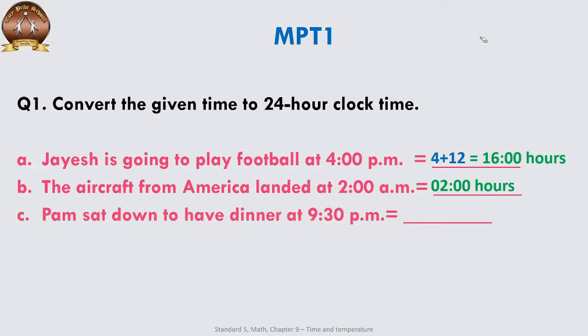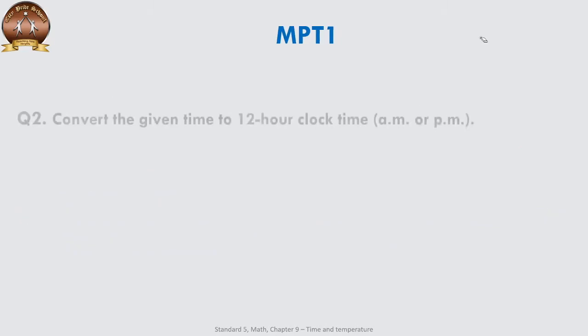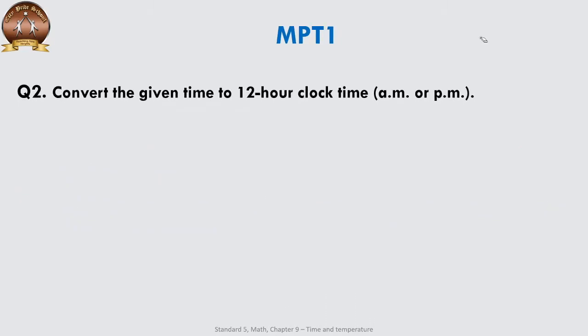Add 12 to the hours, that is 9 plus 12, you get 21:30 hours. I went for a walk at 6 a.m. AM again doesn't require a change, so 6 a.m. means 6 hours. Moving on to the next question, convert the given time to 12-hour clock time, AM or PM.